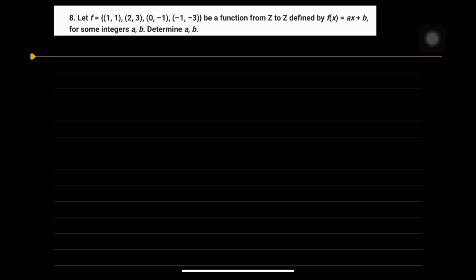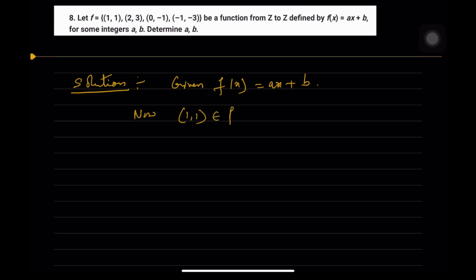Determine a, b over here. So now in the solution part, what do we have here? We have given f of x is equal to ax plus b. So now we know that (1, 1) belongs to f, which implies that f of 1 is equal to 1.